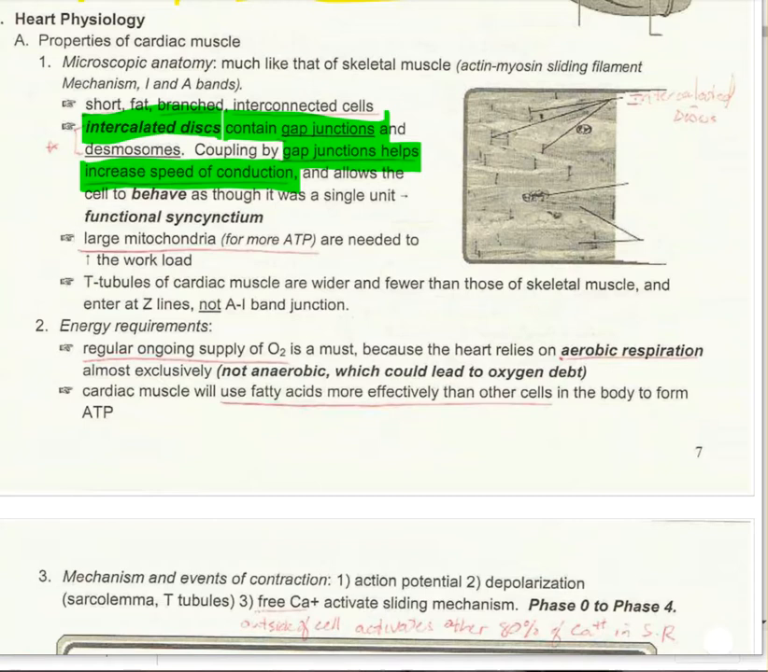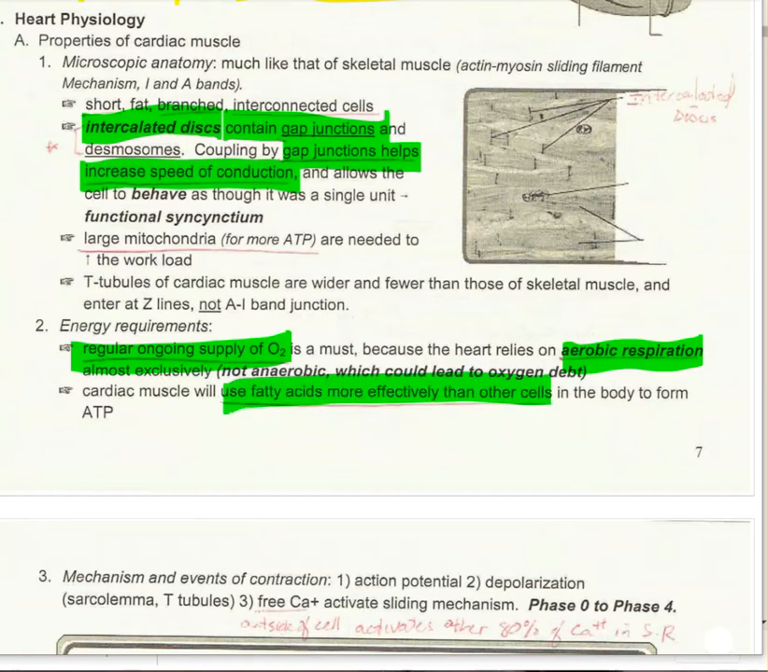Now, one thing though, as I just said, is we need an ongoing supply of oxygen, and this is because it has to be in aerobic respiration all the time. You can't go to anaerobic. We'd get oxygen debt, the muscle would stop working as efficiently, and you'd have problems. One way that the cardiac muscle can solve this is, in addition to using glucose, it uses fatty acids a lot more effectively than other body cells to make ATP. And so that's a good thing, that it can use both fatty acids and glucose to get as much ATP as possible.